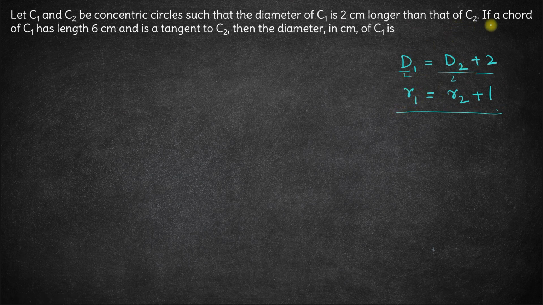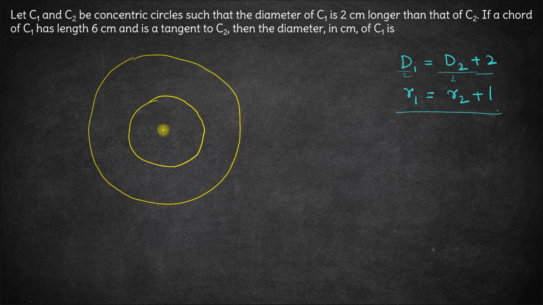Okay, let's see what's given ahead. If a chord of C1 has a length of 6 centimeter and is tangent to C2, then the diameter of C1 is how much? Now we know C1 is a bigger circle. Since the diameter of C1 is bigger, C1 is a bigger circle, C2 is a smaller circle, and they have the same center. So let's say this is C2, a smaller circle, and let me draw it properly. This is C1, this is C2, this is C1.